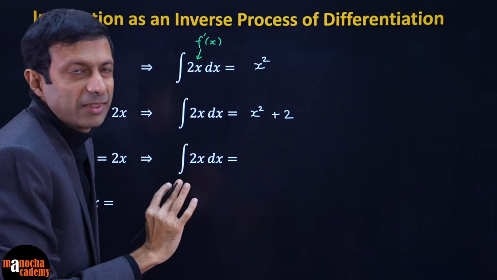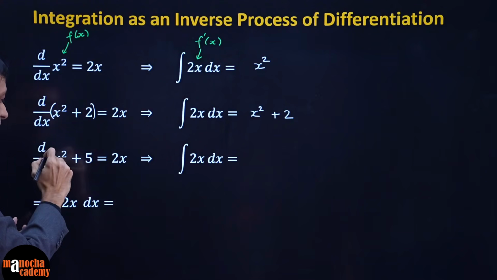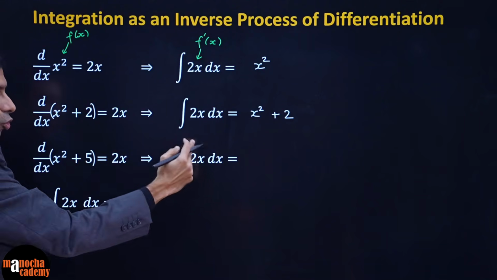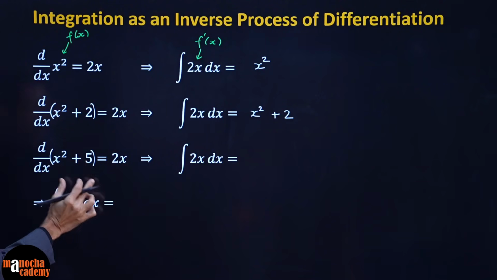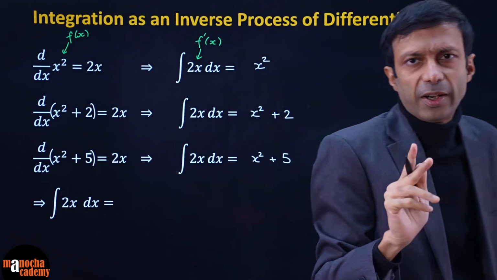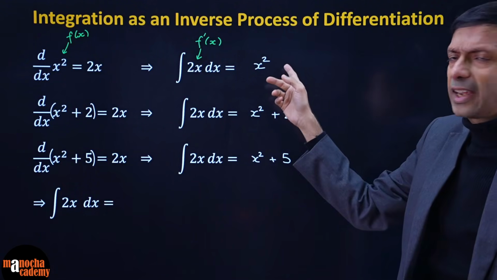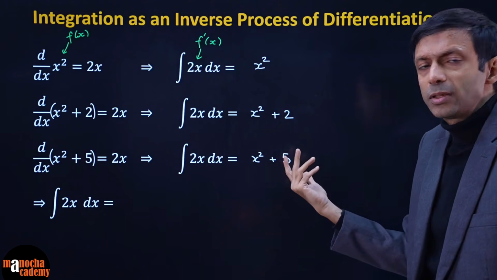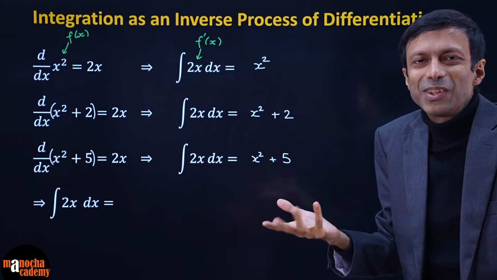We love copy paste. Same way, if I say d/dx of x square plus 5, d/dx of x square is 2x plus 0. So integration of 2x will be what? X square plus 5. Now you're like, wait a minute. Integration of 2x is x square, integration of 2x is x square plus 2, integration of 2x is x square plus 5. Then what's the answer?